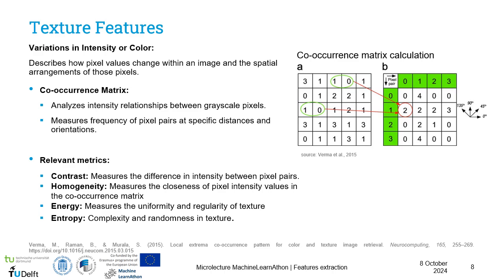And finally, we can cover specific metrics that can help us understand the image, which can be, for example, contrast, which measures differences in intensity, or for example, energy and entropy, which give us information about the uniformity or randomness of the texture in the image.